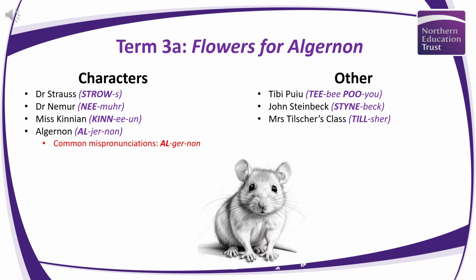And of course we have the mouse, who is called Algernon. That's Algernon. Now the common mispronunciation is actually of the mouse's name, and it's things like Algernon, which is a frequent one, but the name's pronounced Algernon with a soft j sound.